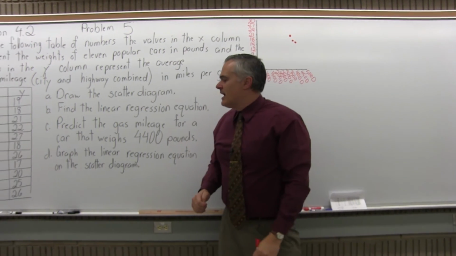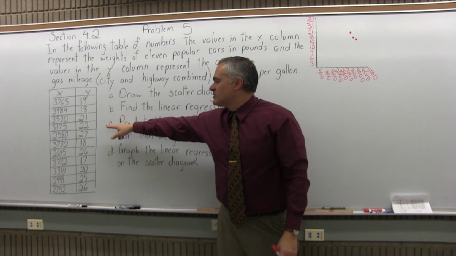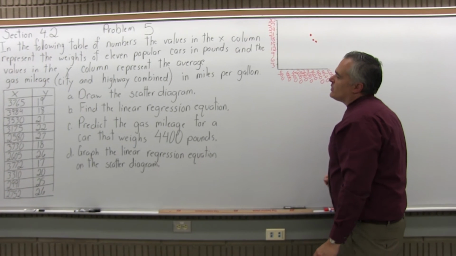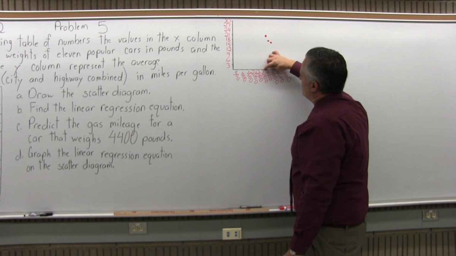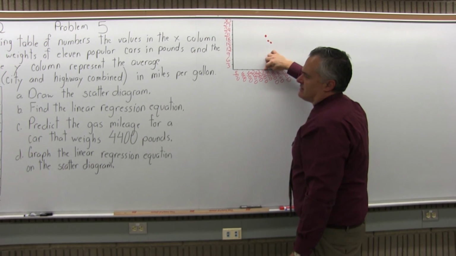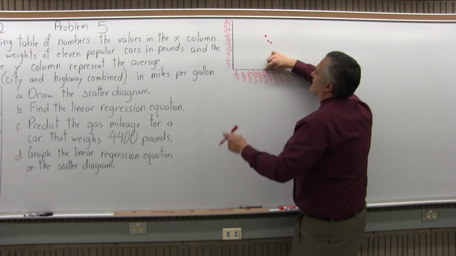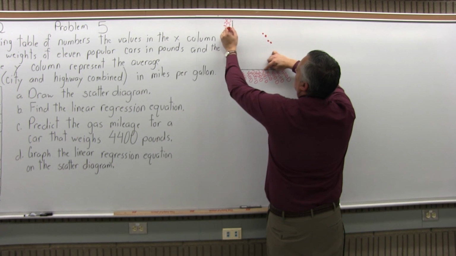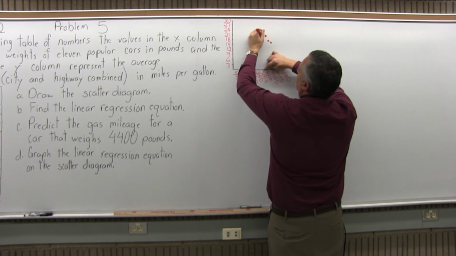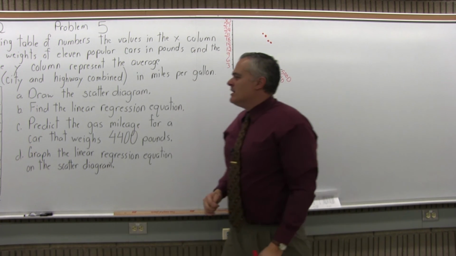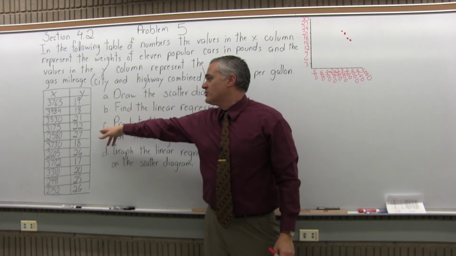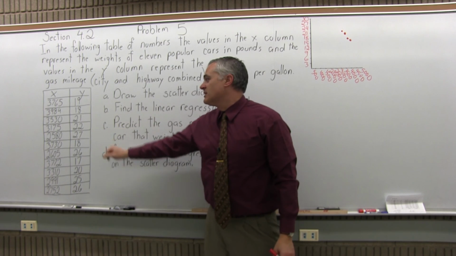And the next car, 3,175 pounds, 22 miles to the gallon. So 3,175 is maybe about a third of the way past the 3,000, and 22 miles to the gallon. I don't have 22 exactly, so I'll go about a third of the way past the 21, maybe about like that. The next car, 2,580 pounds, a pretty light car, 27 miles to the gallon average, pretty good gas mileage.